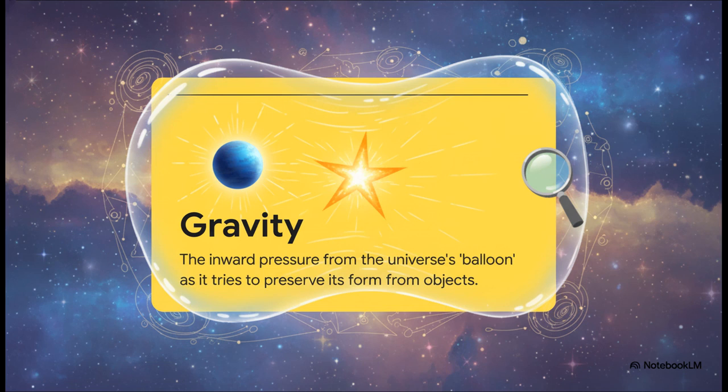So think about it. When you drop something solid, like a star or a planet, into this water balloon, what happens? It pushes the water out of the way and stretches the balloon's skin. Well, that's gravity. It's not a pull from the inside, it's the inward push from the outside, from that stretched skin as the universe tries to squeeze itself back into its original shape.